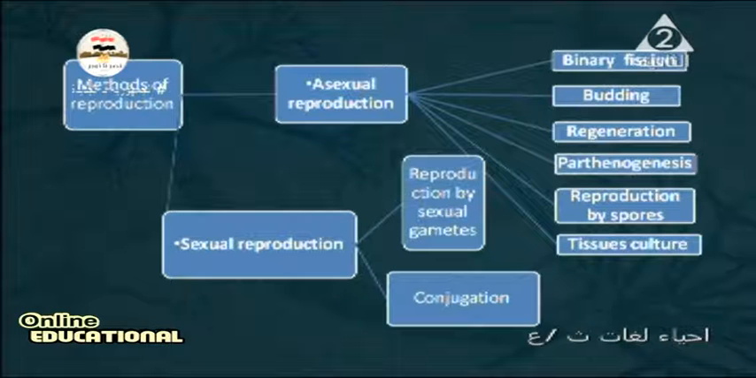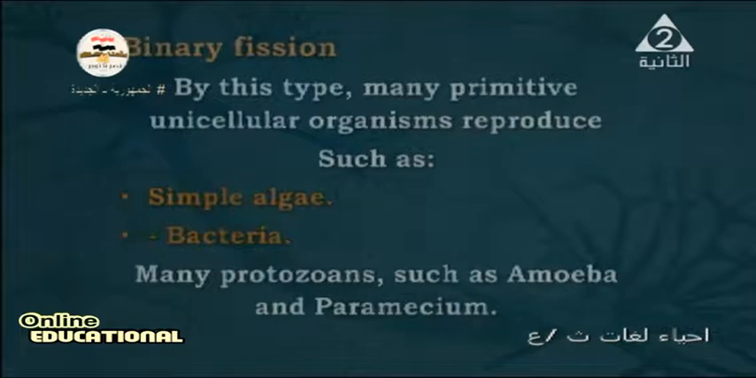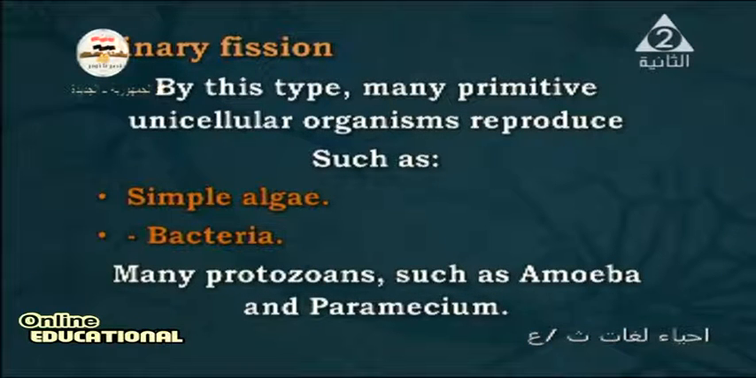And the sexual reproduction may be reproduction by sexual gametes. Gametes means ovum, sperm, or pollen grains, like in plants. Conjugation means mating, okay, between individuals. Okay, we start with the first type of reproduction, asexual reproduction, binary fission.